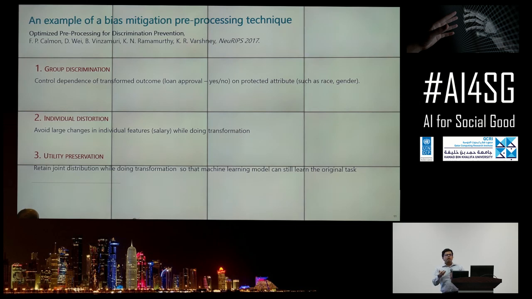That is, if I am implementing, say, a classifier which can approve your loan, a classifier which can approve your loan should not be looking at attributes such as race and gender. That is the first thing. So that is called group discrimination. Secondly, when I say individual distortion, let me explain this concept to you.